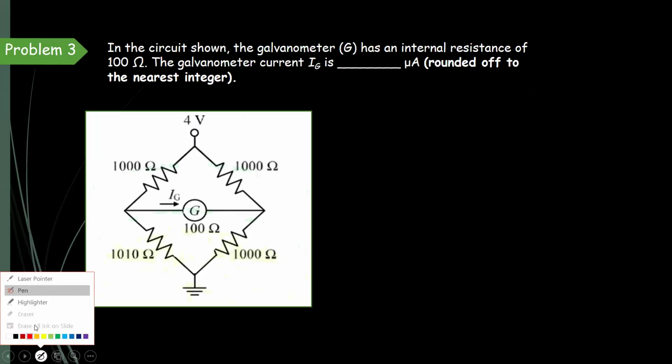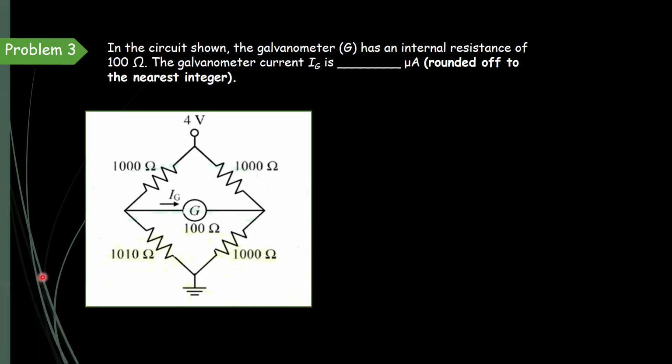So this problem is given from nodal analysis. In the circuit shown, the galvanometer has an internal resistance of 100 ohms. The galvanometer current Ig is dash microamps, rounded off to the nearest integer. So for this, we need to find the galvanometer current. Galvanometer internal resistance is given as 100 ohms.